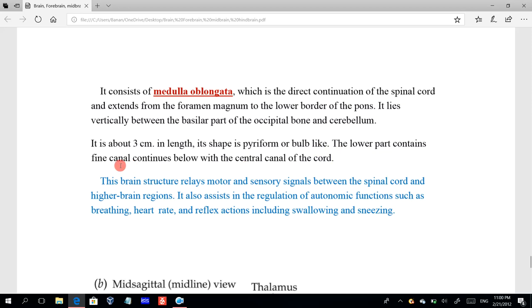The lower part contains a fine canal, continuous below with the central canal of the spinal cord. Through this canal, the CSF will pass from the fourth ventricle through the canal within the medulla oblongata, which continues with the central canal of the spinal cord. The CSF will pass through all this canal along the spinal cord.